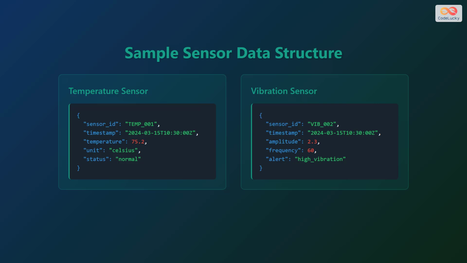Now let us see an example of vibration sensor data. It contains sensor_ID, for example, VIB_002. Then we have timestamp, for example, 2024-03-15T10:30:00Z. Then we have amplitude, which is 2.3, frequency 60, and alert, which is high vibration.